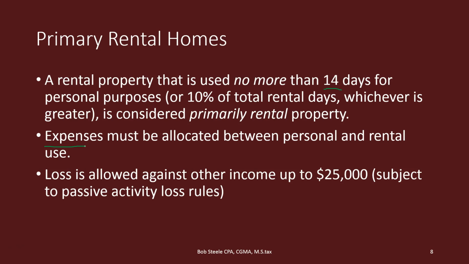And then we have this loss. So if there's a loss, it is allowed against other income up to $25,000 if it's considered a primary rental home. And let me give you a little story on this, just to see the background of the kind of thinking that may have been taking place in terms of coming up with this $25,000 loss that would be allowed.